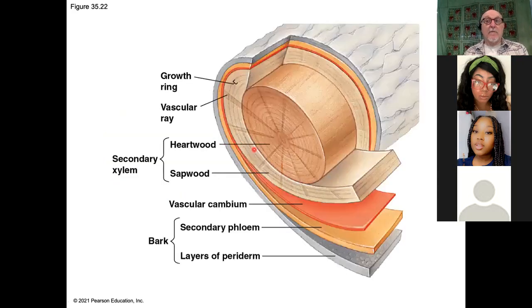So when we look at an old log cut across, for example, this is what we would see. This is the interior here. This wood is no longer transporting materials. It is dead, no longer functional, and we call that the heartwood. Very, very tough and very, very strong.